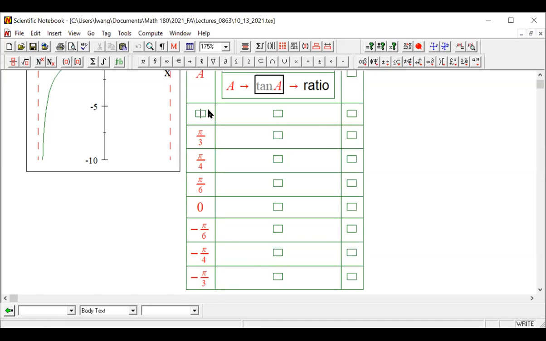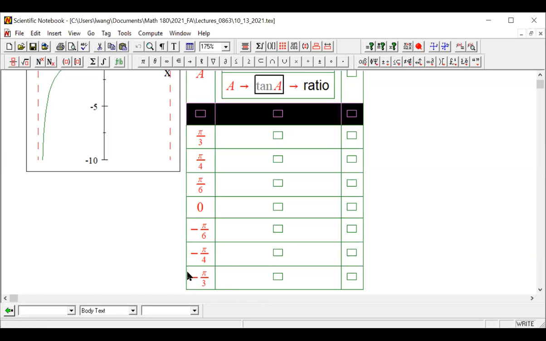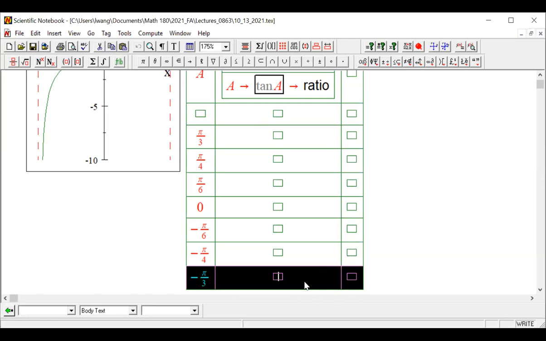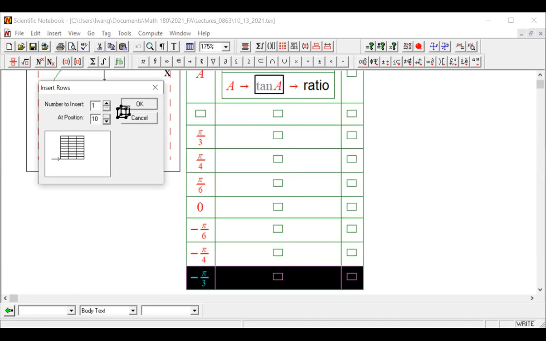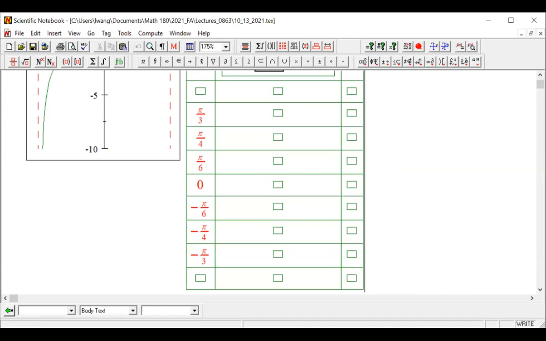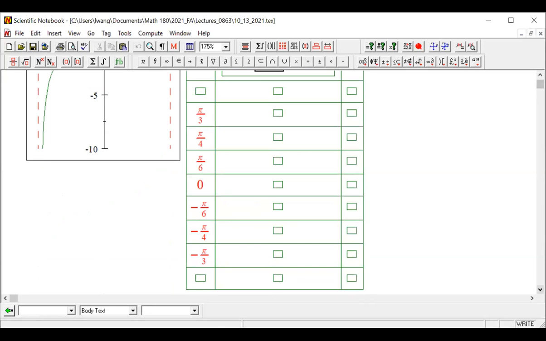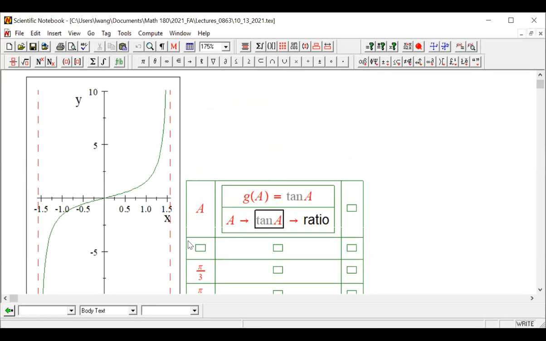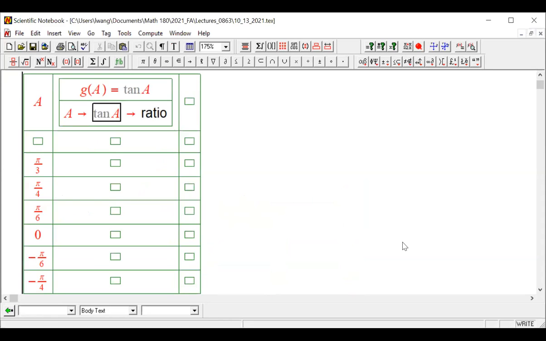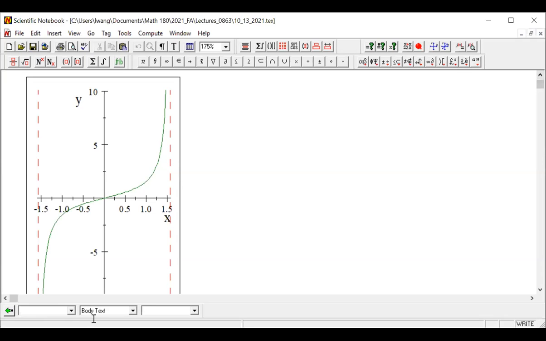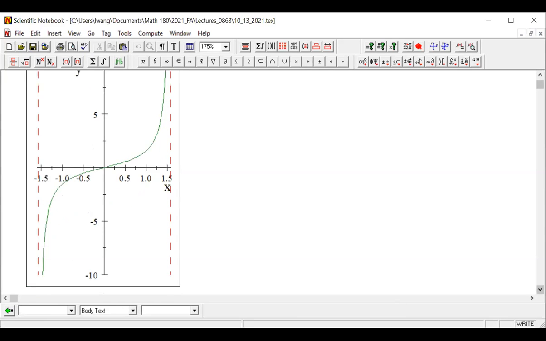I want you to leave an empty line here, and then leave an empty line at the bottom. So what do I want you to do? I'm going to give you an example.